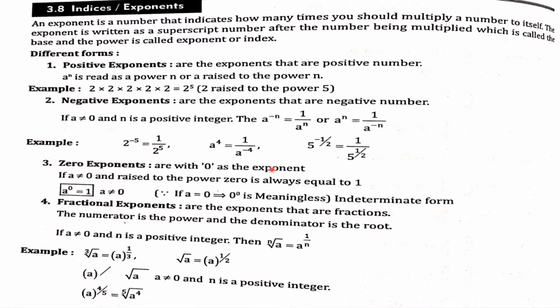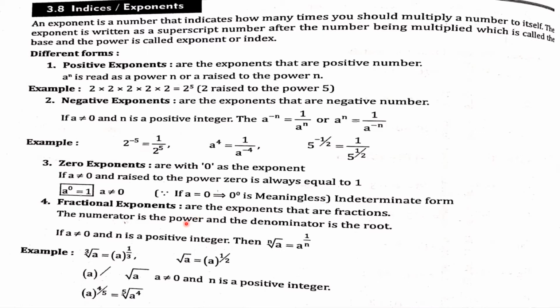In zero exponents, anything raised to the power of 0 is 1. 0 to the power 0 is meaningless. So any number other than 0, if it is raised to the power of 0, is called 1.